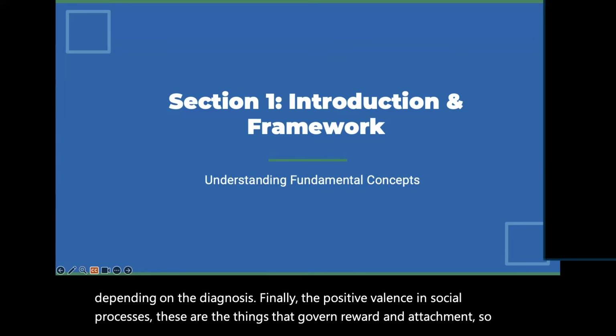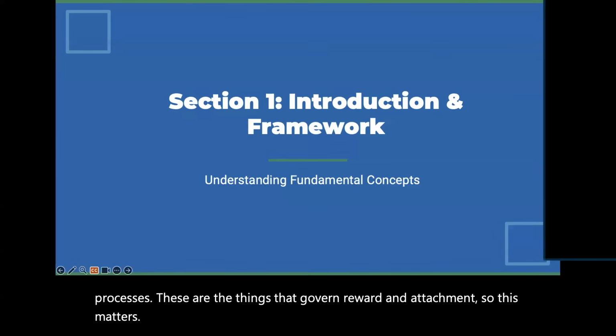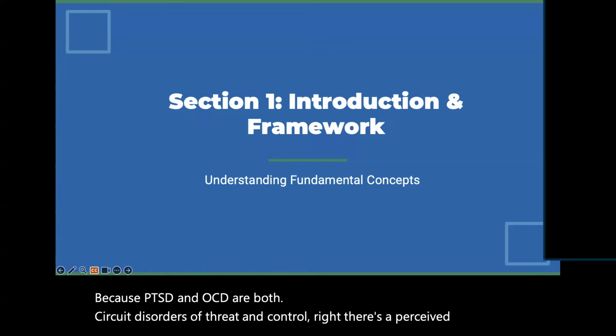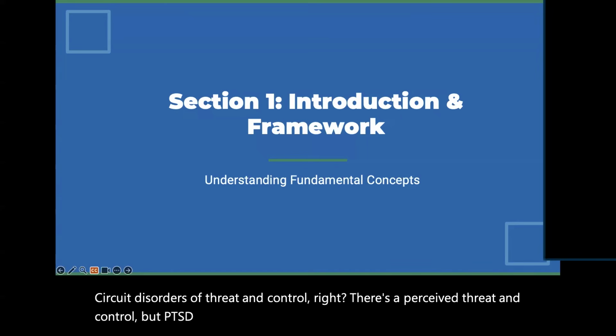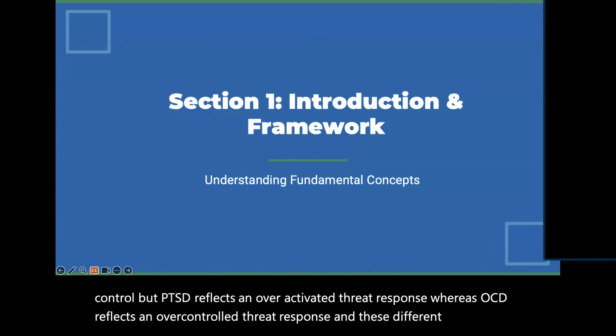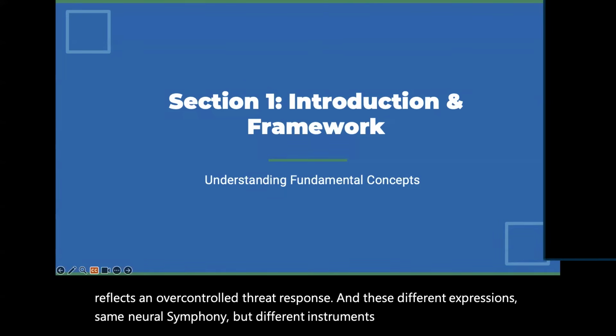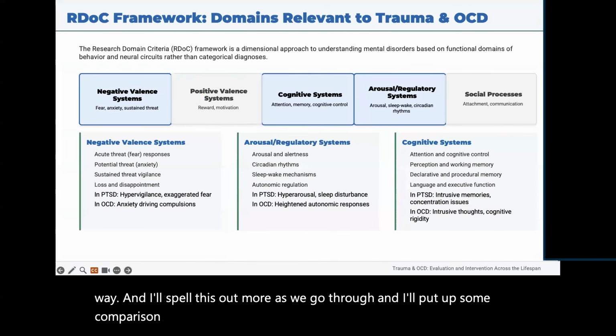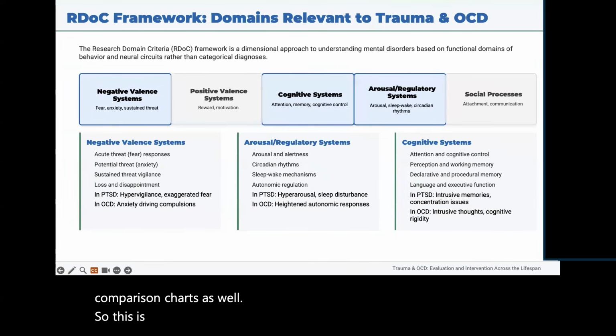So this matters because PTSD and OCD are both circuit disorders of threat and control, right? There's a perceived threat and control, but PTSD reflects an overactivated threat response, whereas OCD reflects an over-controlled threat response. And these different expressions, same neural symphony, but different instruments are leading along the way. And I'll spell this out more as we go through, and I'll put up some comparison charts as well. So this is the RDoC framework as it applies to what we're dealing with today.